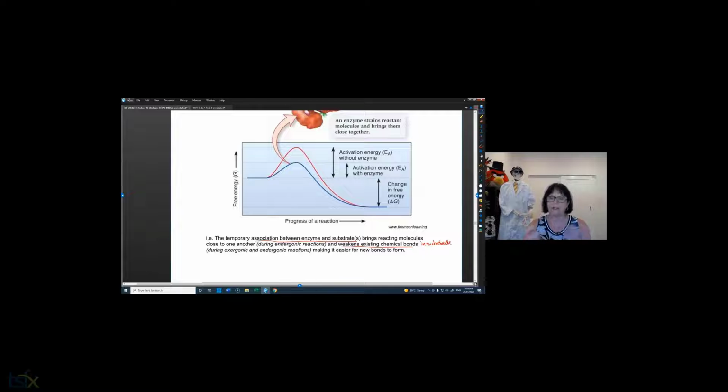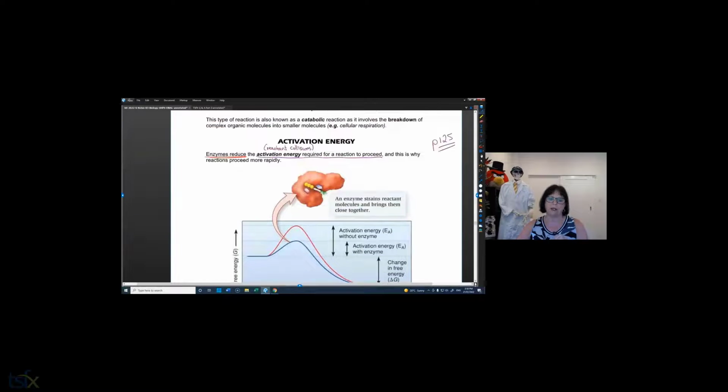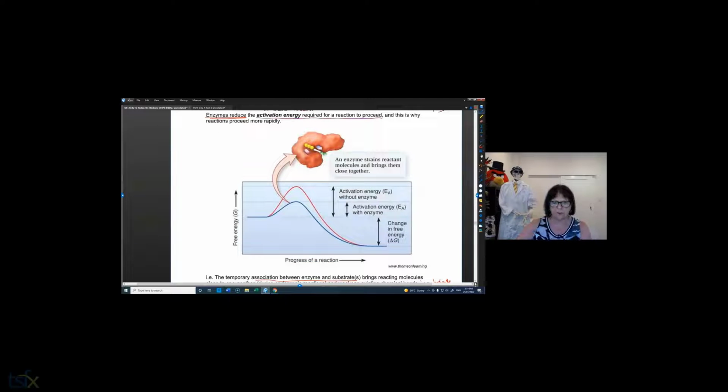It makes them a bit weaker, which means they don't have to collide as much before they're broken. And so it makes the bonds easier to break and new bonds easier to form. So that's how enzymes speed up reactions, by lowering the activation energy needed. And here's a graph to show you what we mean.